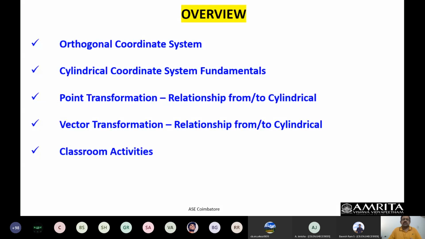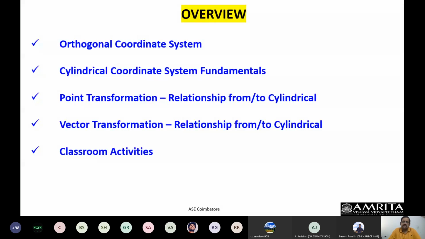So we are going to talk about a point transformation and a vector transformation. When I say point transformation, how do I visualize a point which was there in the Cartesian coordinate system, and convert it and see it in a cylindrical coordinate system? I need to do that. So these are the two tools we will have to use.